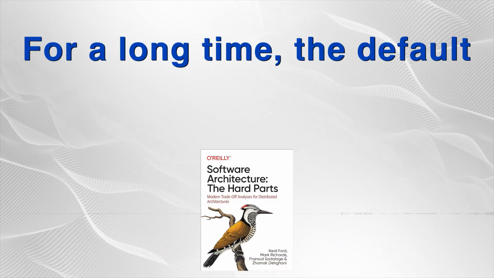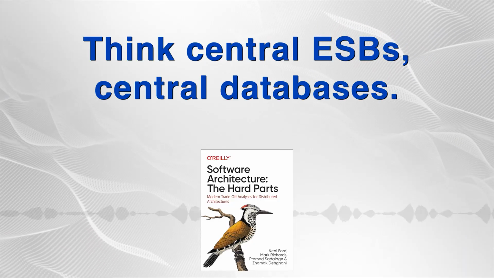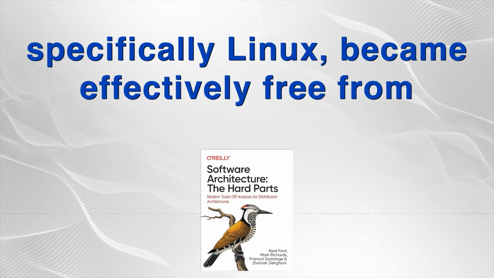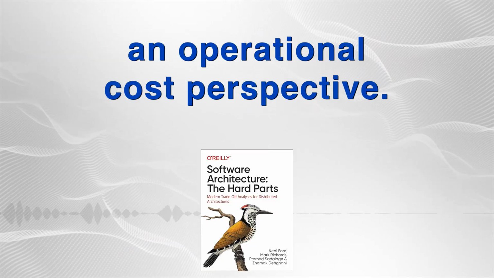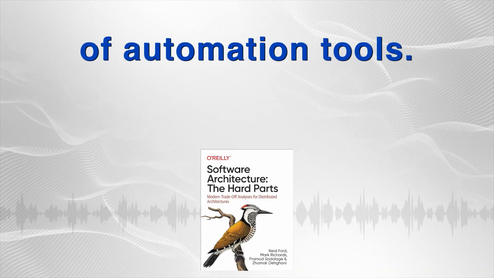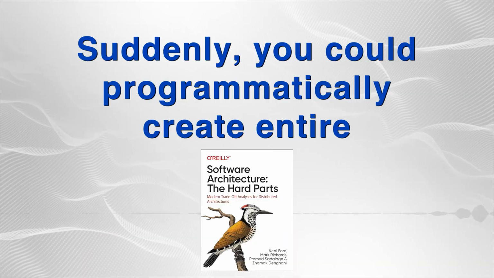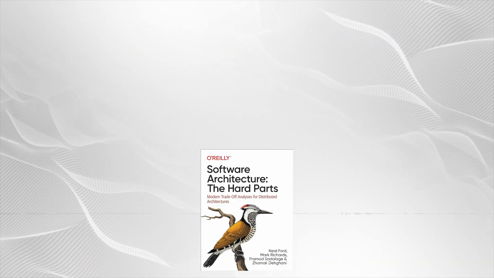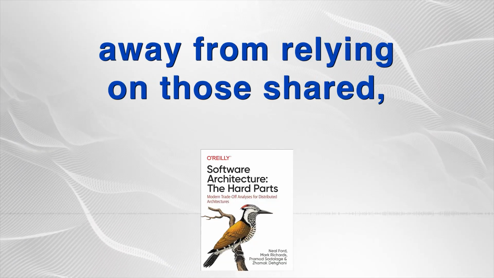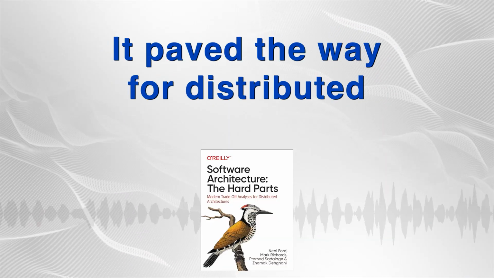For a long time, the default was shared, centralized infrastructure. Think central ESBs, central databases. The game changed when open source, specifically Linux, became effectively free from an operational cost perspective. That ubiquity was key. It was, and it coincided with the rise of automation tools, Puppet, Chef, and others. Suddenly, you could programmatically create entire environments on demand. That capability, spinning things up automatically, is what really allowed the shift away from relying on those shared, often overloaded, central resources. It paved the way for distributed ownership.